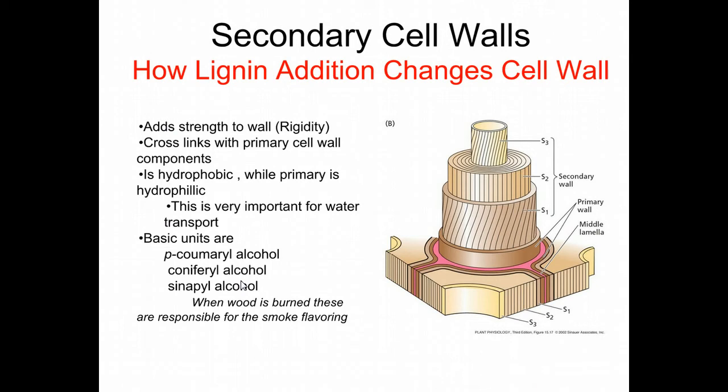Okay. Now let's turn it into wood. So we have this primary cell wall that is fluid a bit. You can squeeze it. If you could take one, you could squeeze it this way. It's not rigid. So it's a very thin cell wall. All cells have primary cell walls.